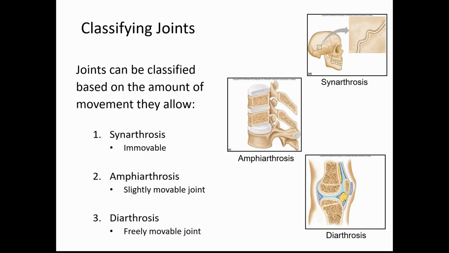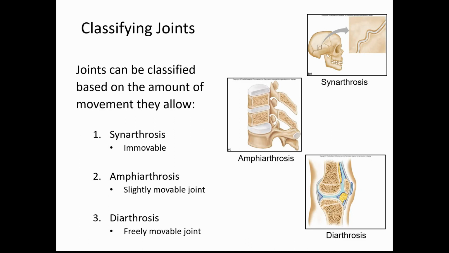Let's go ahead and classify joints. We can do it in a couple different ways. We're going to start off looking at functional classifications. There are three of them. There's a synarthrosis, an amphiarthrosis, and a diarthrosis. A synarthrosis is an immovable joint. This is where two bones come together, but they really don't move on top of each other.